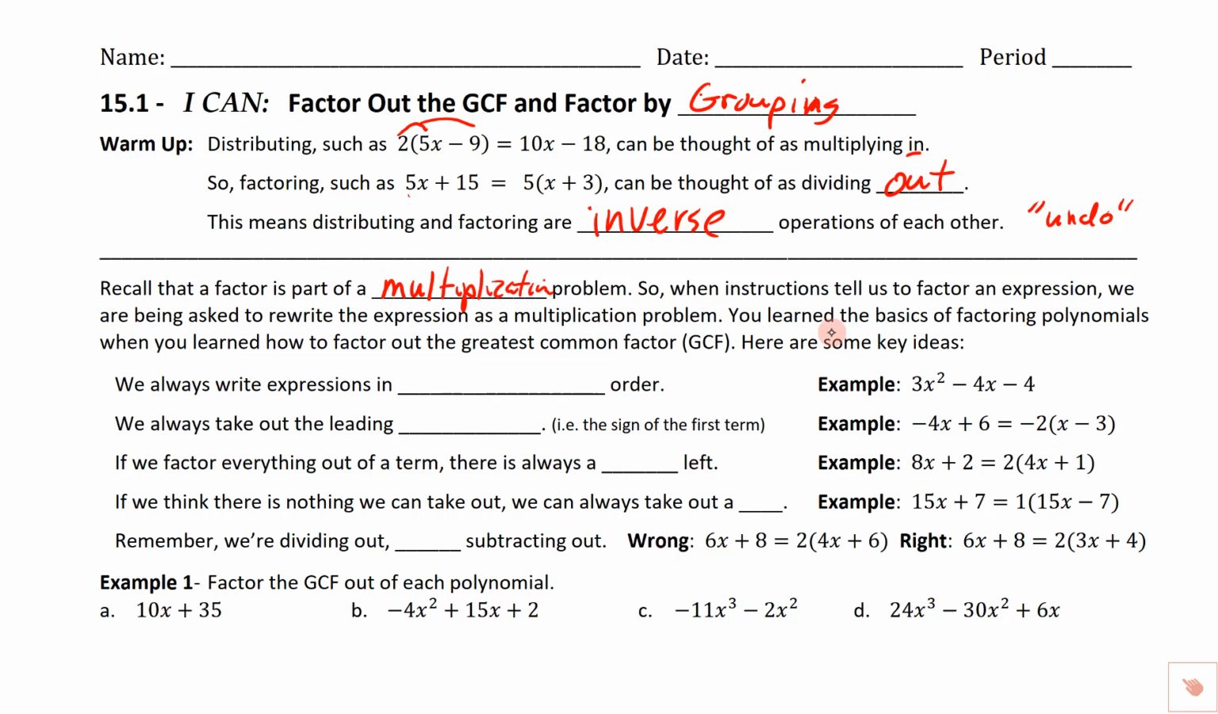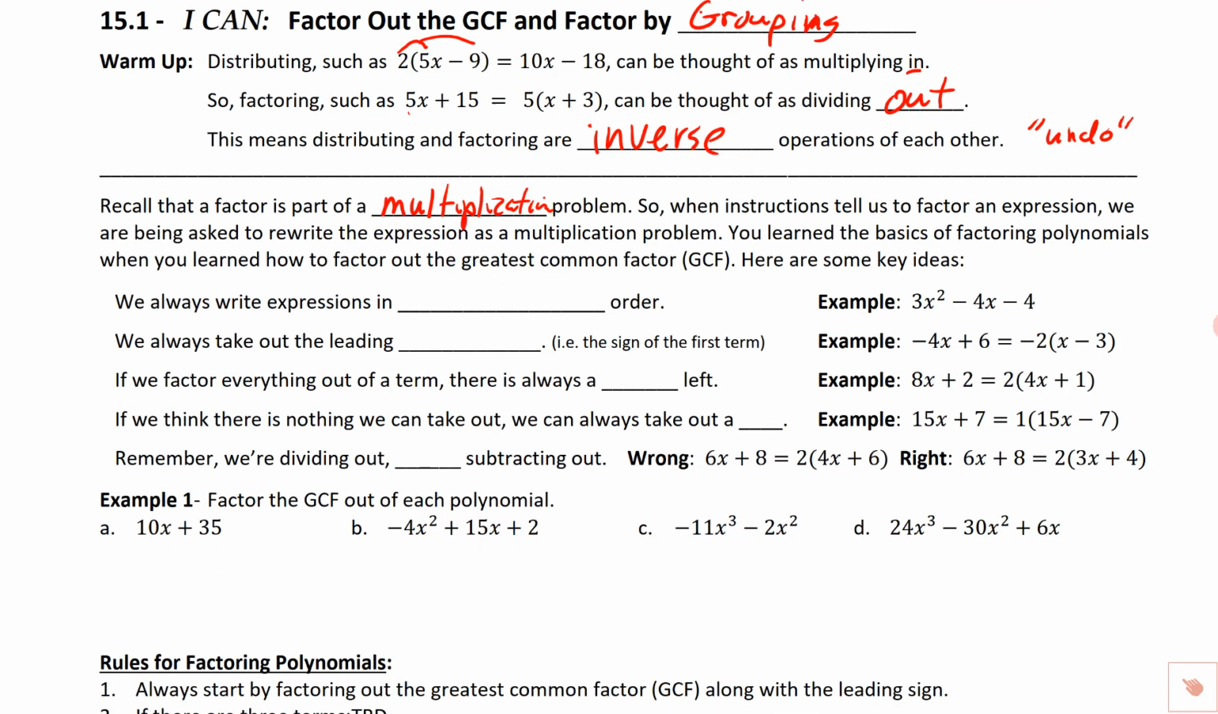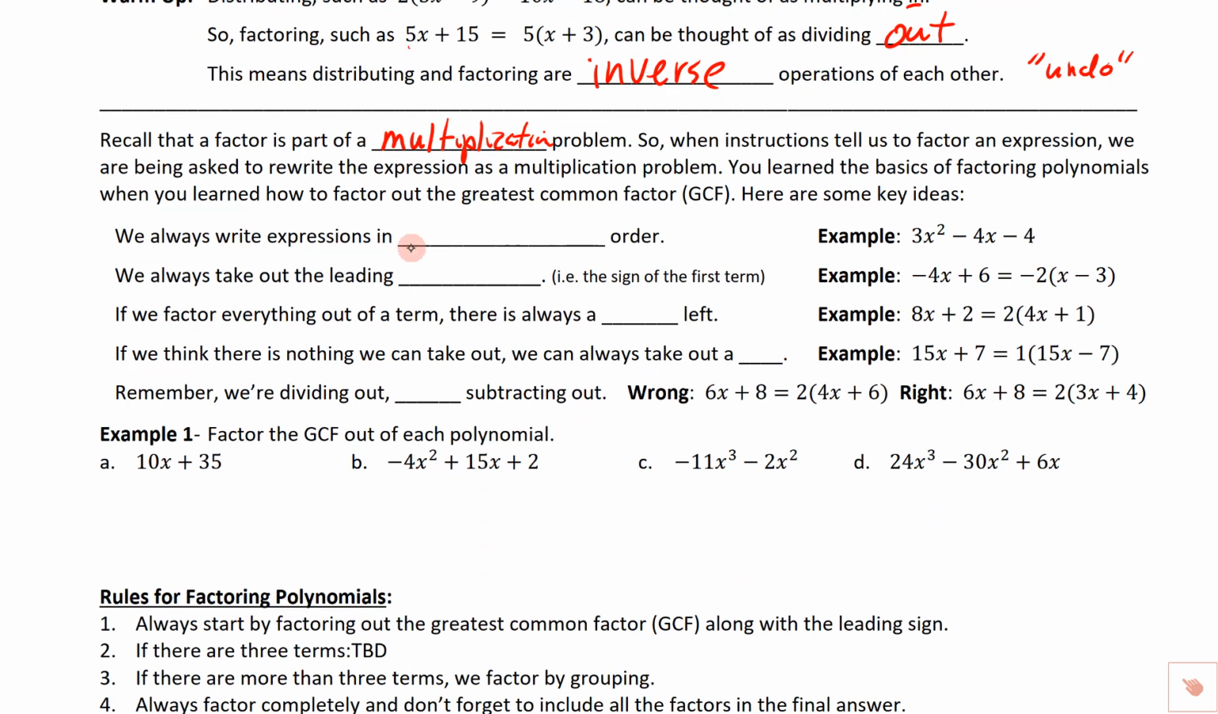Now, you learned the really basic parts of factoring polynomials when you learned how to factor out the greatest common factor, the GCF we usually just say. So here are a couple of key ideas. Let's keep these things in mind. We always write expressions in what's called descending order. So write the word descending right here. In descending order, that means we're going to write the highest exponent first and then the next highest and so forth all the way down, and then we write the constant at the very end.